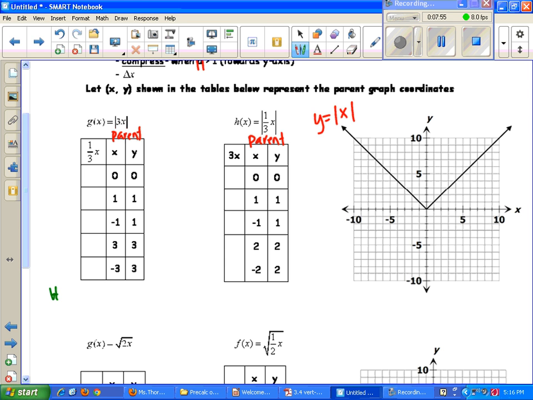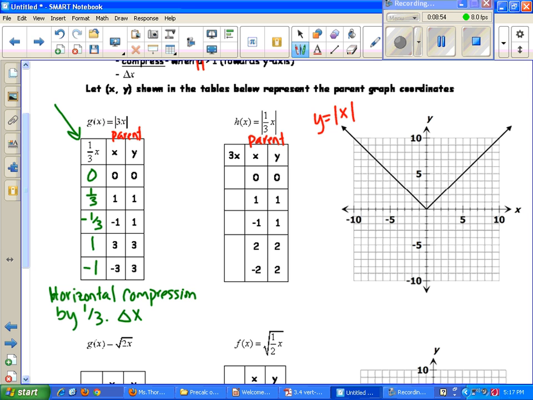So horizontal compression by 1/3. And remember, we said before, when you're horizontally changing something on your graph, you're going to change your x values, and your y values are going to stay the same. So notice that here at the top of my graph, I put the opposite of what I think goes there. Instead of putting 3x, I put 1/3 x, and then I try to plug in numbers. So 1/3 times 0, because that was our original parent graph, gives me 0. 1/3 times 1 is 1/3. 1/3 times -1 is -1/3. And 1/3 times 3 gives me 1, and 1/3 times -3 gives me -1.